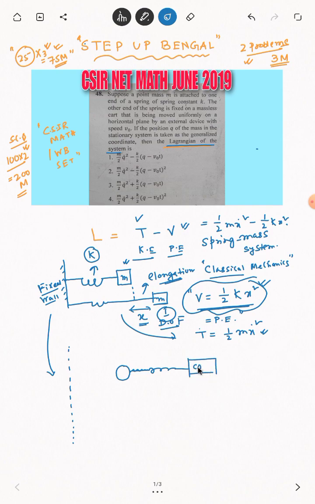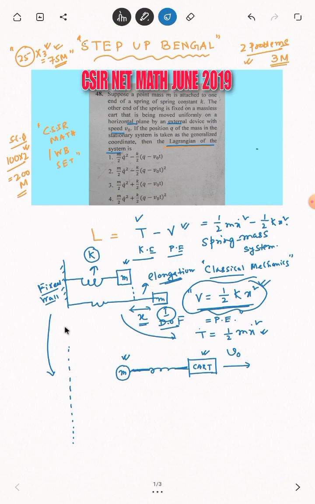The remaining part is attached to the cart. On one side we can see the mass m. So we have one mass m at one end of the spring, and the other end of the spring is fixed to a cart, and the cart is moving in the horizontal plane by an external device with speed v0.